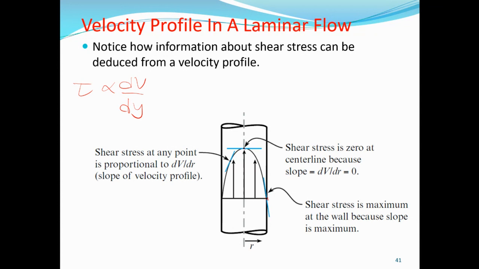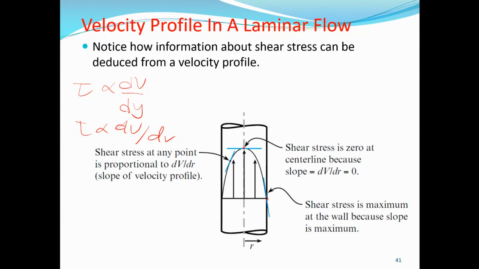When you go to the center, shear stress is 0 at the center line, because the slope here is 0. At this point you don't have any change in the velocity, dV becomes 0. And when you are coming back as well, the shear stress at any point is proportional to the velocity gradient, which in radial coordinates we write using r, because here we have the radial coordinate.